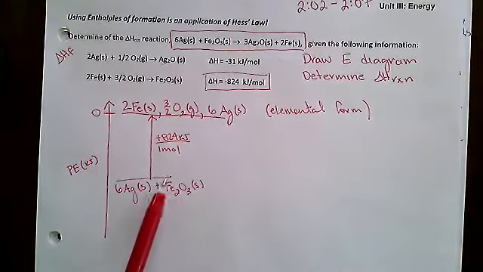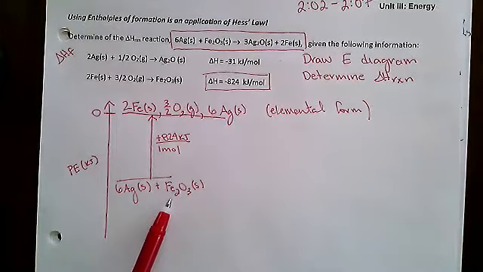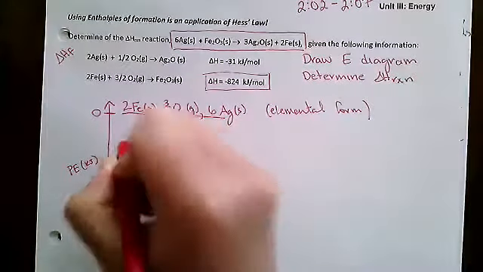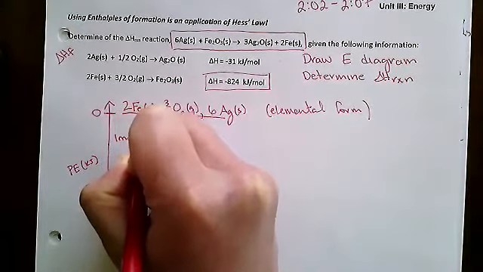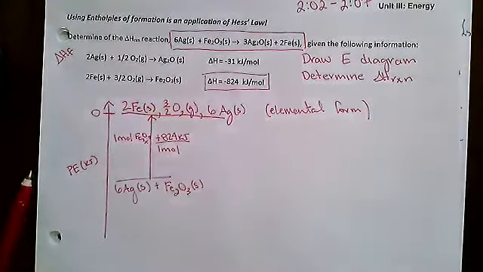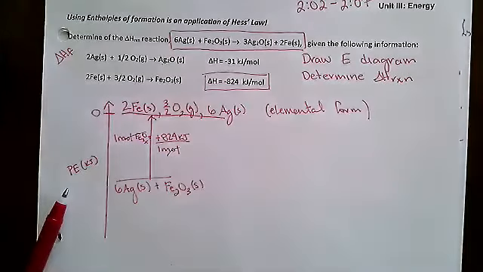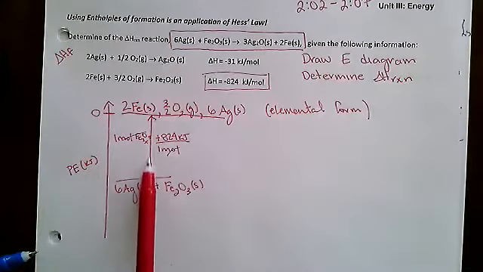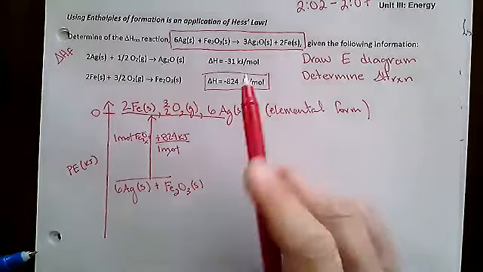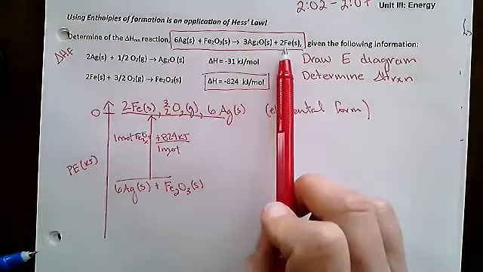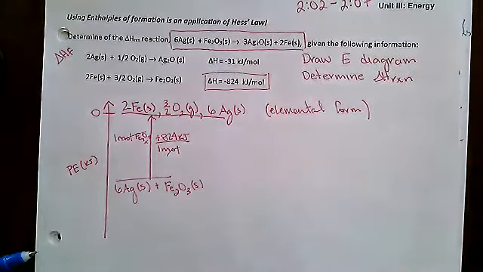But there's one more thing I have to do, because that's kilojoules per 1 mole. How many moles of iron oxide am I making? One. Just 1, so that one's kind of nice. So moles cancel, and I know I have to put in 824 kilojoules to go up to elemental form. How much energy is going to come out when we make 3 moles of silver oxide and 2 moles of iron?